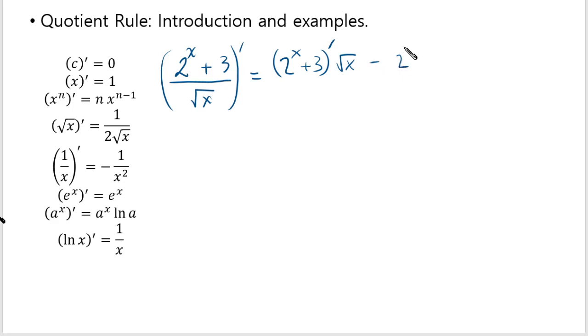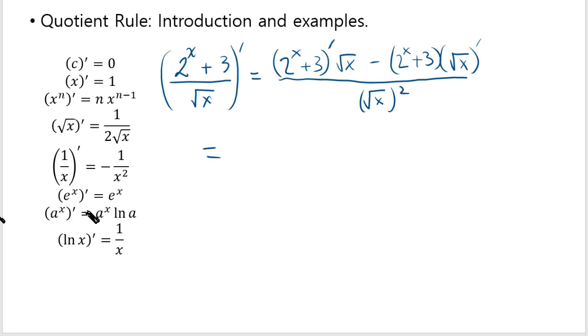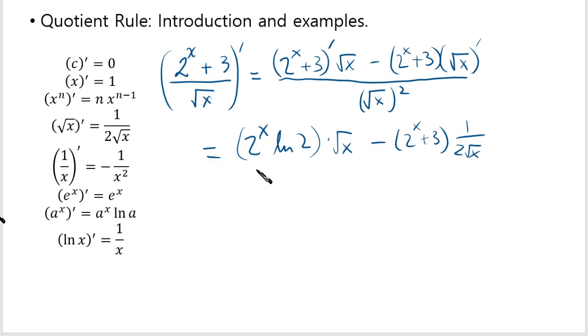Yeah. 2 to the x plus 3, then square root of x, and you differentiate here, and then square root of x squared, denominator squared. 2 to the x, according to this right here, is 2 to the x and then ln of 2, right, times square root of x, and then 2 to the x plus 3, differentiate square root of x, that's 1 over 2 radical x, and divided by square root of x squared, which is just x.